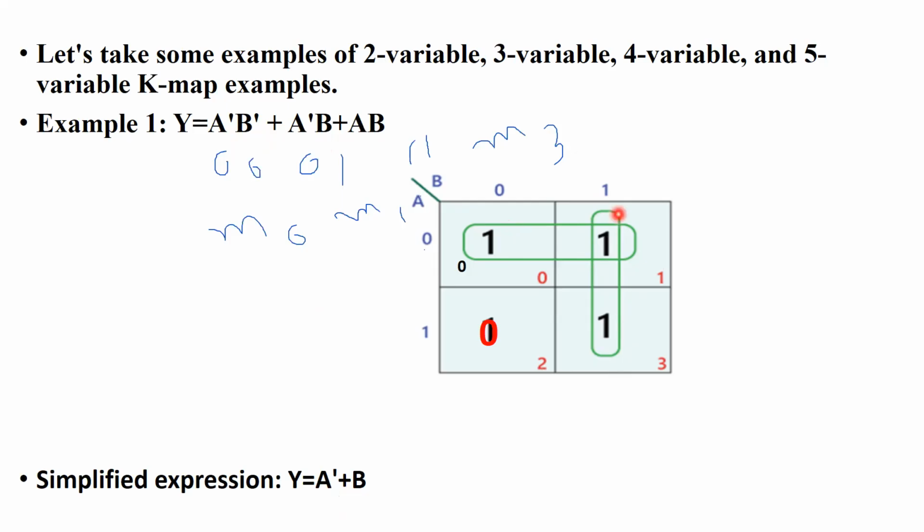Write it as per your explanation, whatever you want. I have made group 1, where the value of A remains the same, so I consider that, and what is changing I do not consider. That gives me A dash. Here the value of B remains the same but A changes, so it is B because it is 1. Then sum of products: A dash plus B. So this was my expression, and I reduced it to a very simple logic.